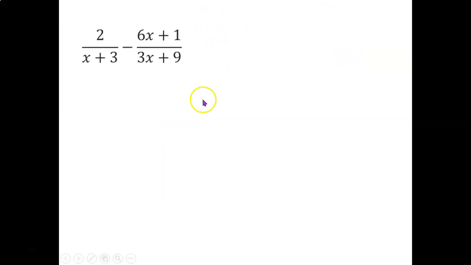Now let's do one that's not just numbers. 2 over x plus 3, minus 6x plus 1 over 3x plus 9. Factor the denominators if you can, and what I see that I can do is pull out a 3 down here. I can factor out the 3 times x plus 3. Now to get these both to be the same, what's missing from the first one that the second one has? That would be a 3. If we multiplied this by 3, then it would be the same as this other denominator.